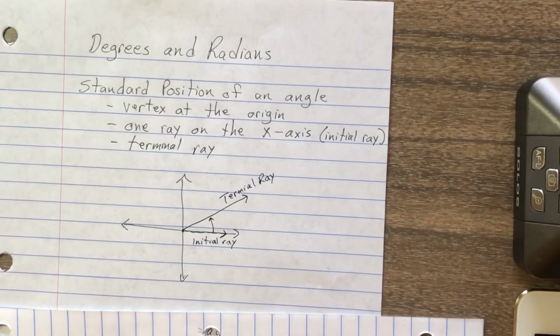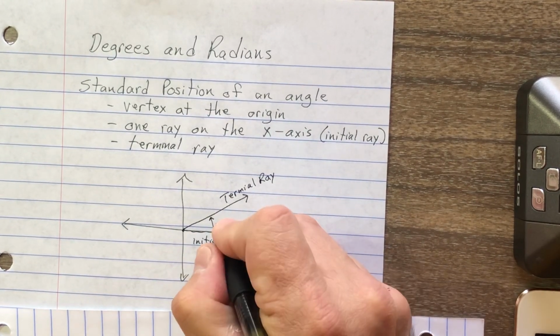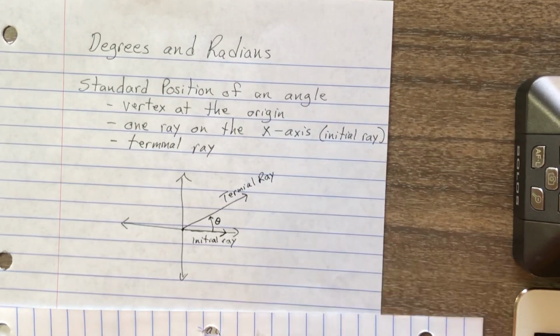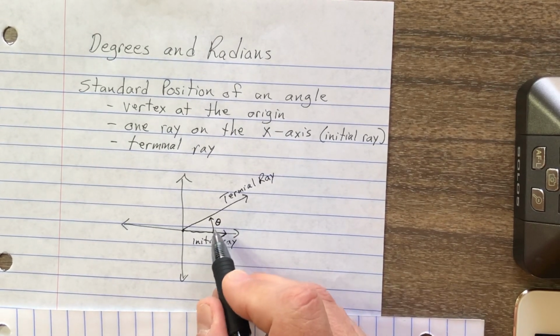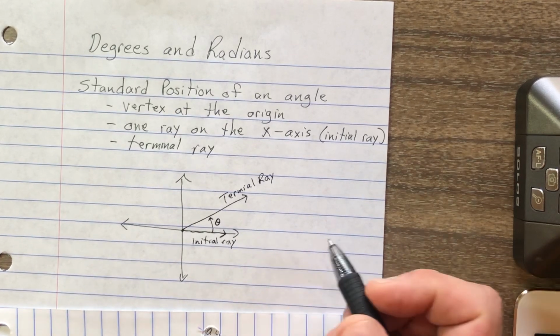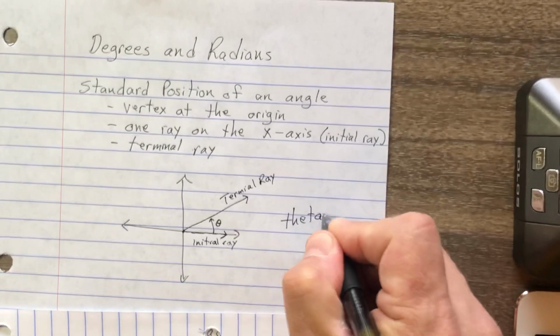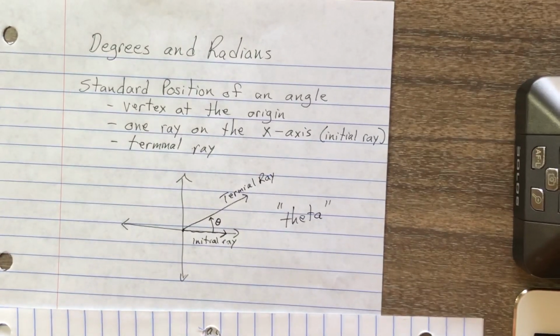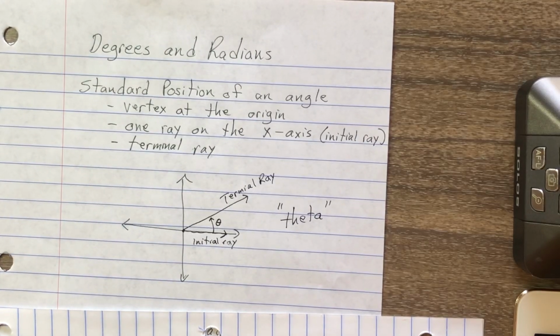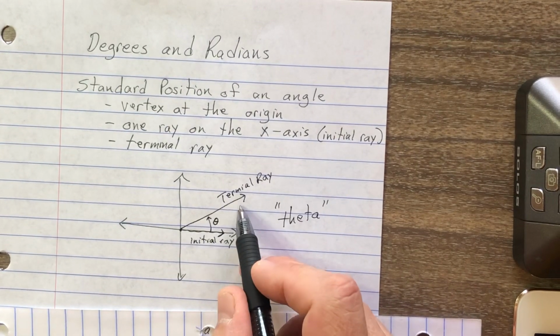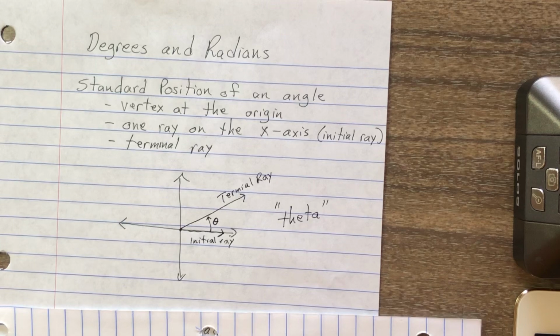Now, the higher you go in math, the more Greek letters you use. We're going to be using Greek letters a lot of times for the angles. And theta, which is kind of like an oval type circle with a line through the middle of it, looks like this. Theta is an angle that we're going to use for that. So, initial ray along the x-axis, terminal ray, and the angle between is called theta.